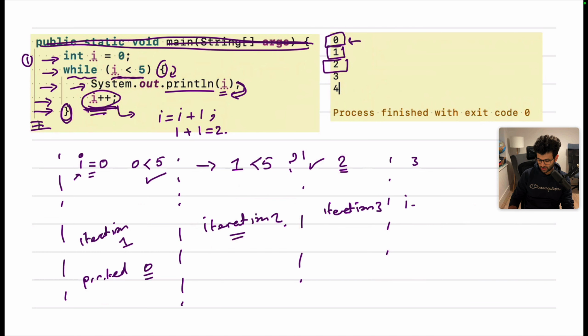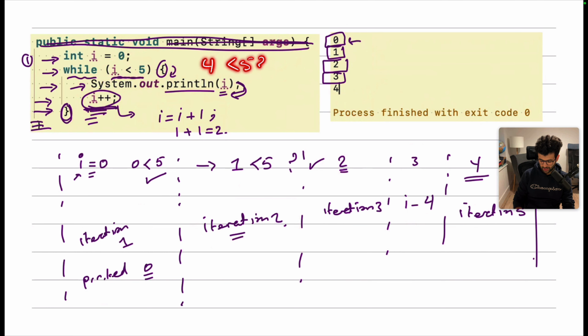And then iteration 4. Now for iteration number 4, the value of I currently is 3. So we're going to have to evaluate the condition and say, is 3 less than 5? The answer is yes. We're going to print 3. We're going to increase the value of I to 4. We get to iteration 5, and in iteration 5, the value of I is 4. Is 4 less than 5?